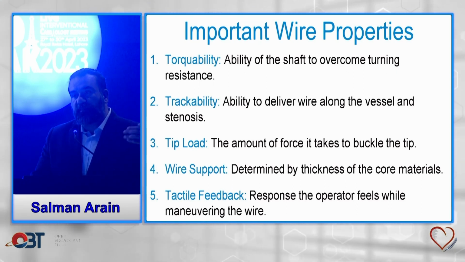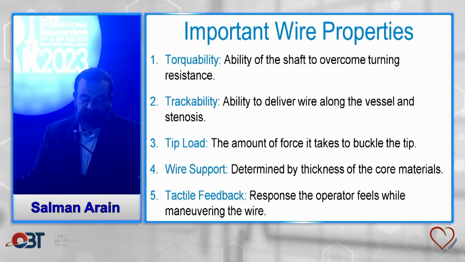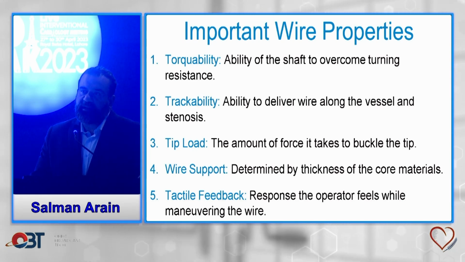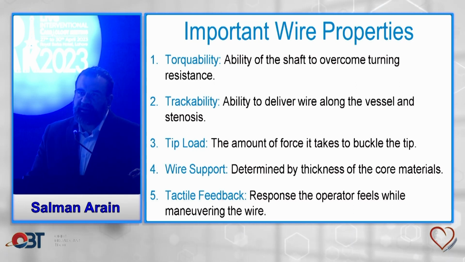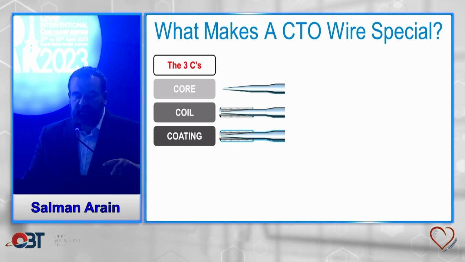Once you cross the CTO, you need a supportive wire to get the second or the tertiary gear down, and then tactile feedback. So many times in CTOs, it's very hard to feel what's happening, and you have to kind of visually see that. But having said that, you have to be aware that if you push too hard, the wire can go out the side. Okay, so I'm going to speed up a bit now just in the interest of time.